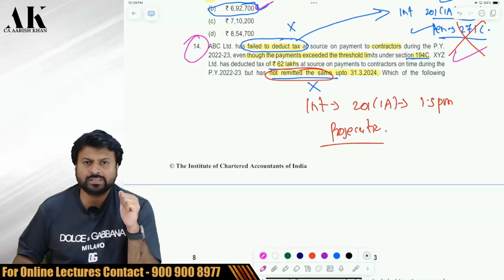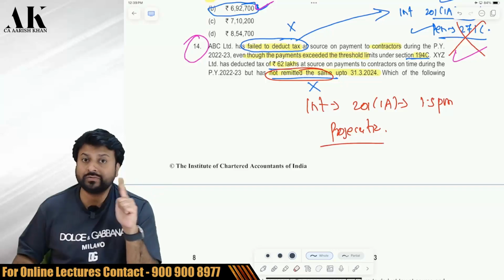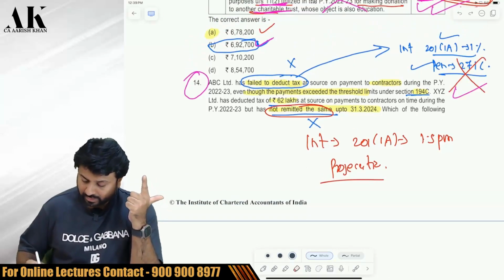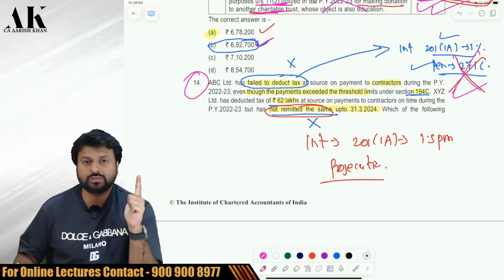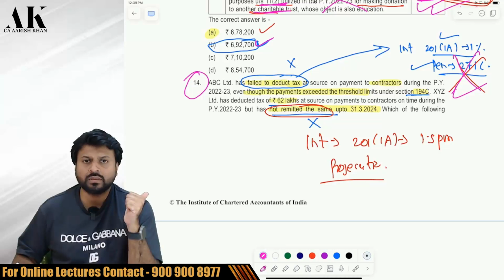What is the consequence for failure to pay TDS, if you don't remit the TDS on time? In that case, the first consequence is again interest under 201(1A), but at 1.5% now. And the second consequence is not penalty. 271C is not applicable for late payment. It is only applicable for late deduction. There is a very recent Supreme Court judgment also, that 271C only talks about late deduction. It does not talk about late payment.